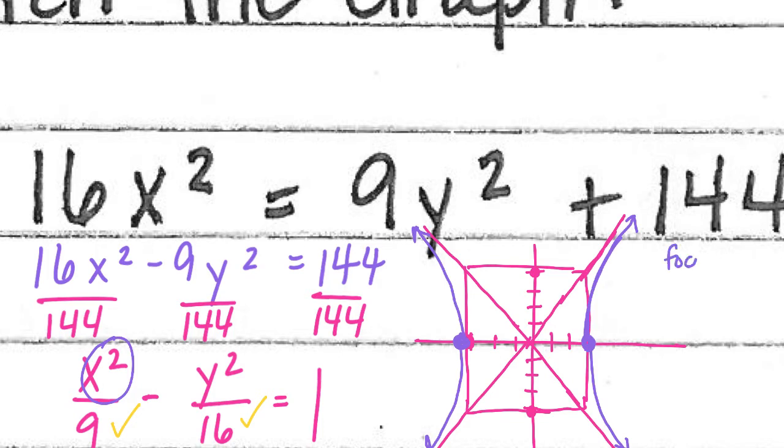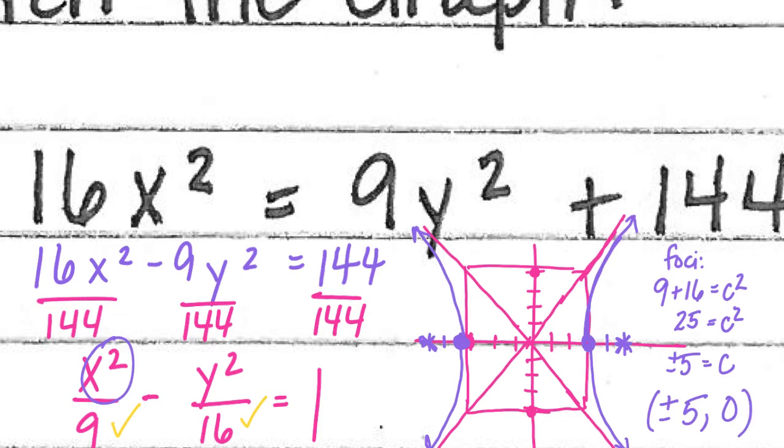Now, to find the foci, I'm just going to take the two bottom numbers. In this case, they're 9 and 16, and add them. 9 and 16 add to be 25. So I know that c is equal to plus or minus 5. Because that 5 is on the x, because remember those little parabolas, these hyperbolas, just like the parabolas, hug the foci, we're going to go ahead and write that as plus or minus 5 and 0.